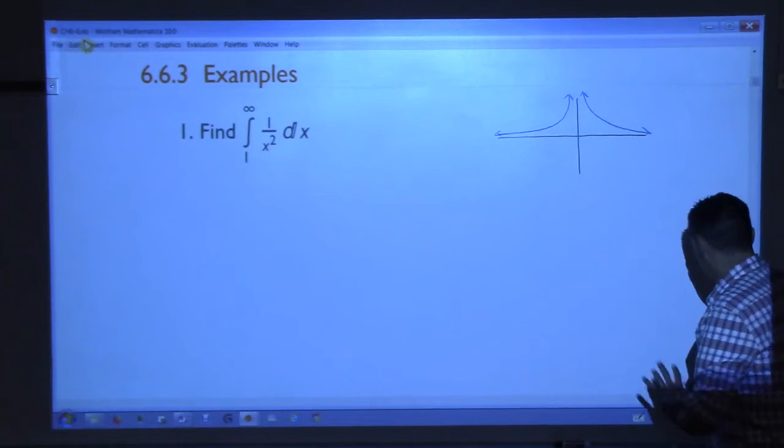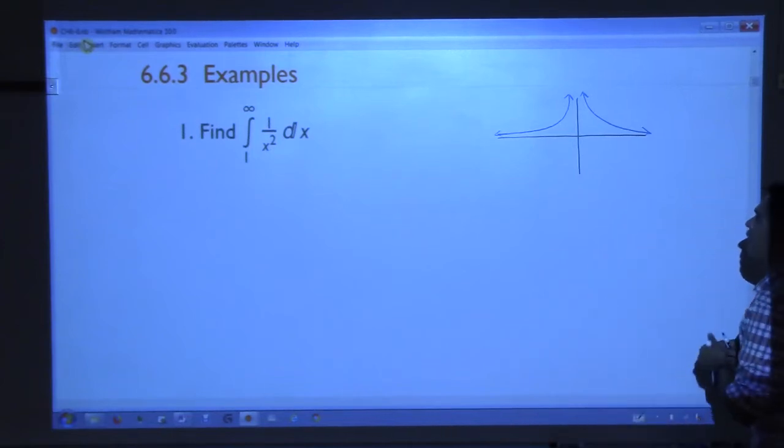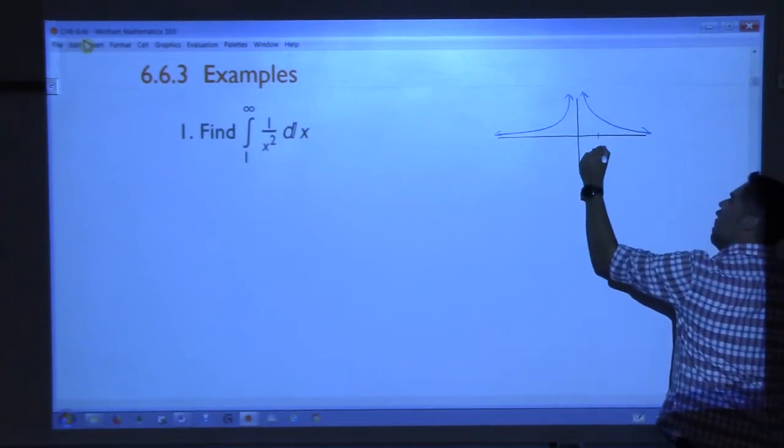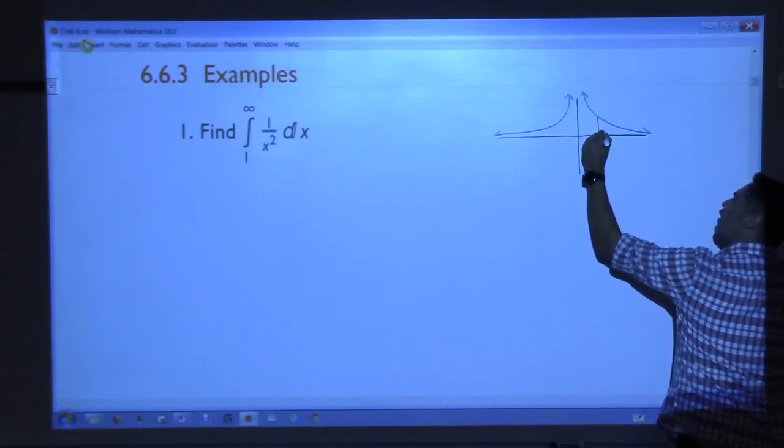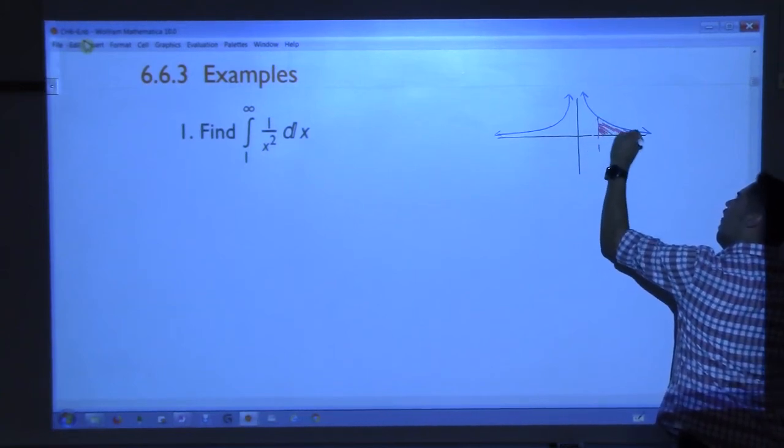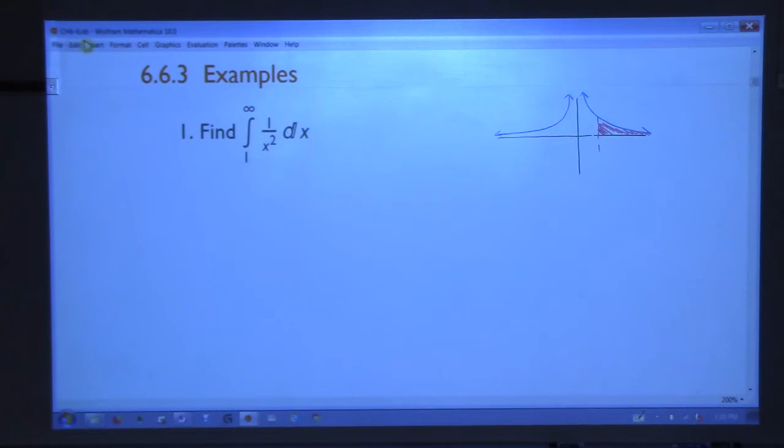But we're only interested in the area from 1, right? So like right here, out this way. But forever, right? Forever out that way.